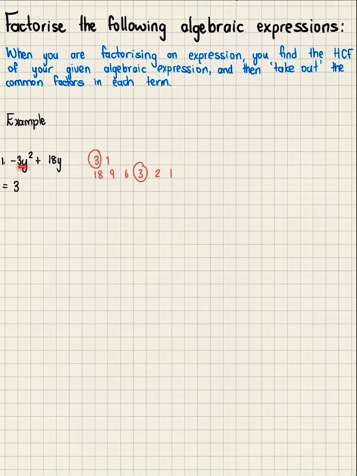What are you going to factor out? y and not y squared, okay? So you're going to factor out 3y. So when you factor out 3y, you're left with y minus y. And then when you factor out 3y there, you're left with 6. And that's your final answer.